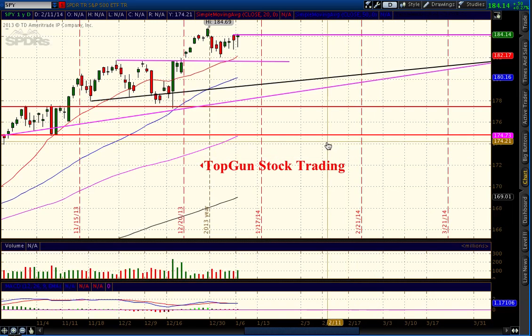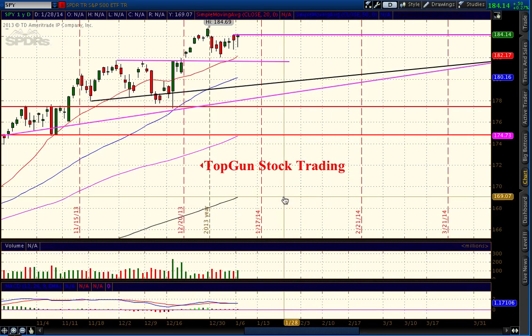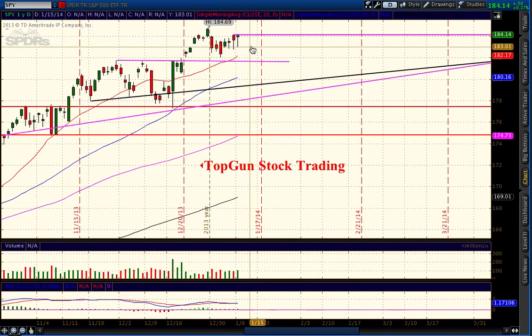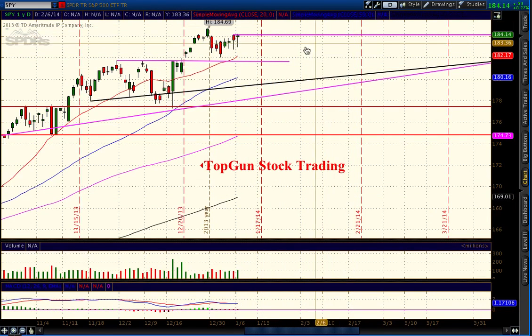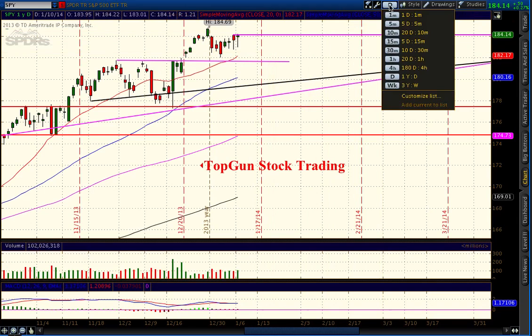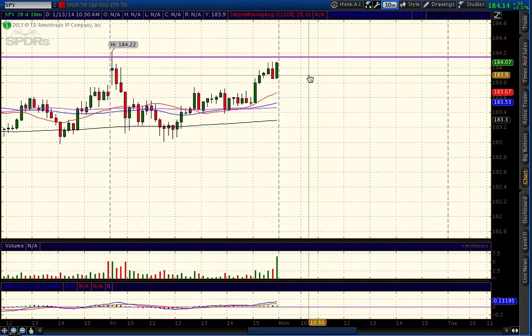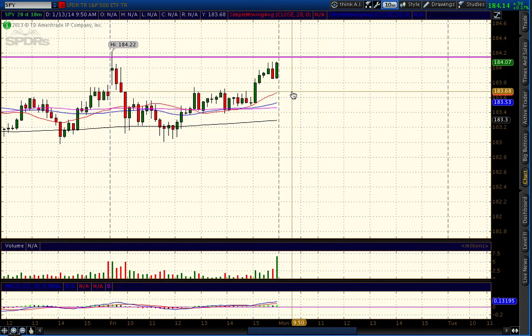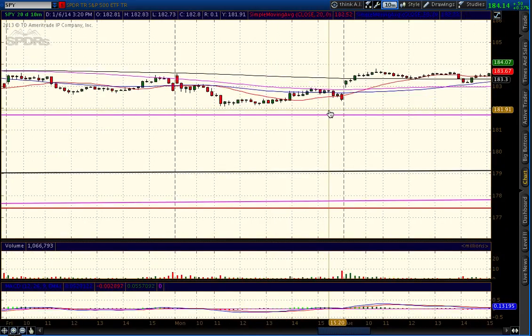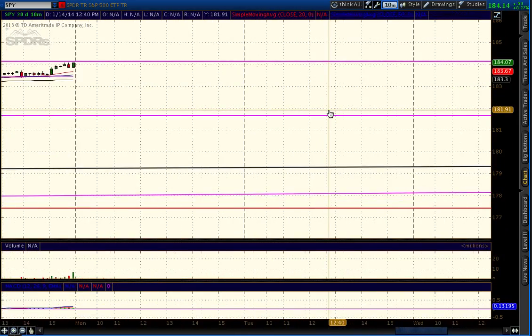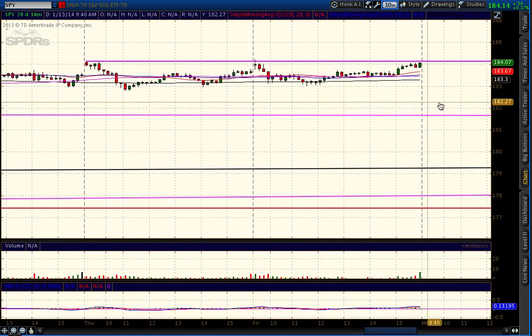So let's go over the basic candlestick pattern and what we use here. I work off a 10-minute or a daily scale, and when I am day trading or scalping, I'll work off the 10-minute chart. In other words, each one of these candles represents 10 minutes.